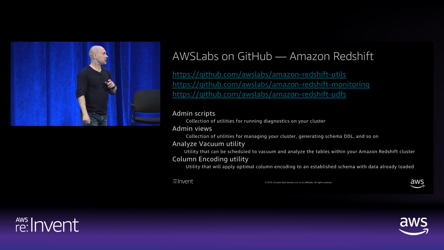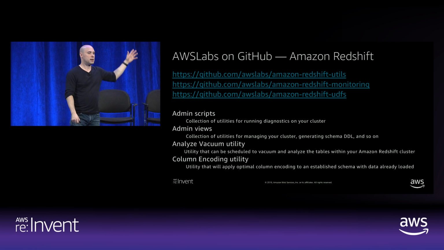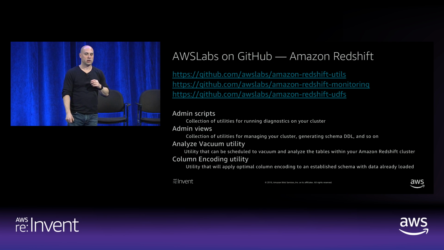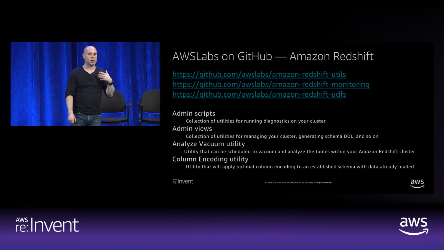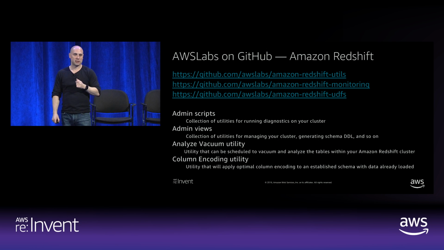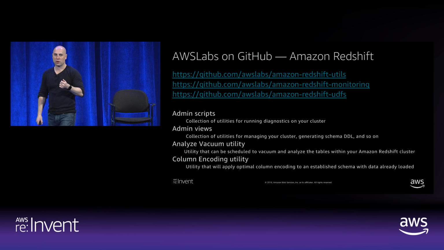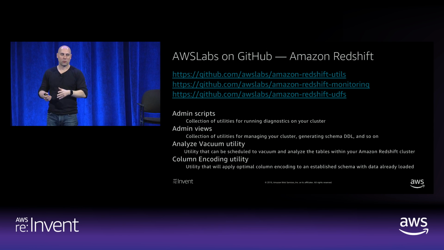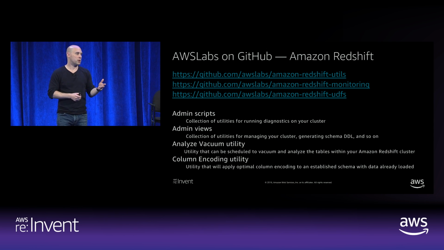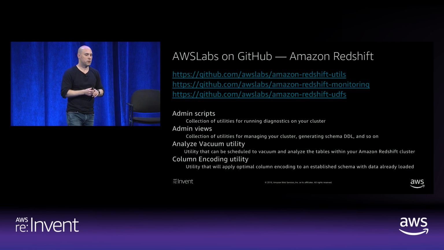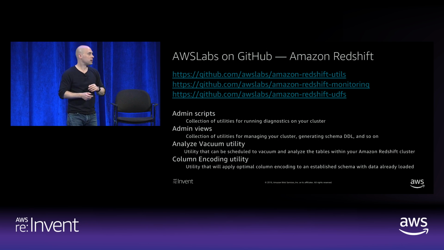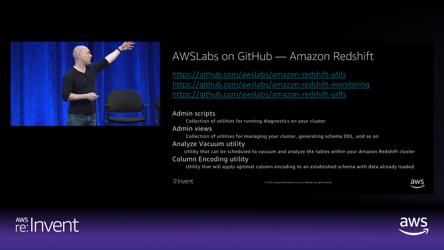Some additional resources. I had these GitHub links littered throughout the presentation. We have what we call Amazon Redshift utilities on GitHub. This is a collection of scripts and views and that sort of thing that we internally have built when we work with customers, and we've exposed that and put that out there. So there are a lot of these things that we find very useful for diagnosing and debugging things. I particularly love the admin scripts and admin views.